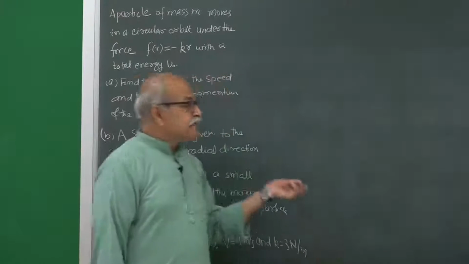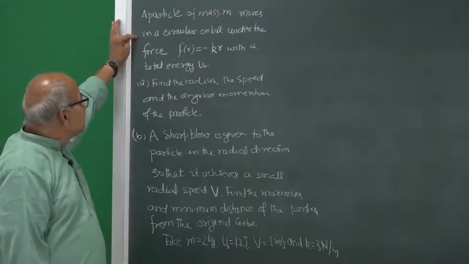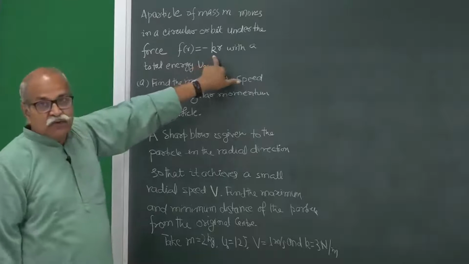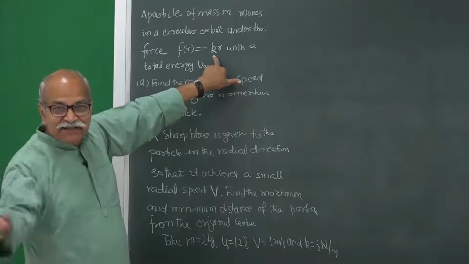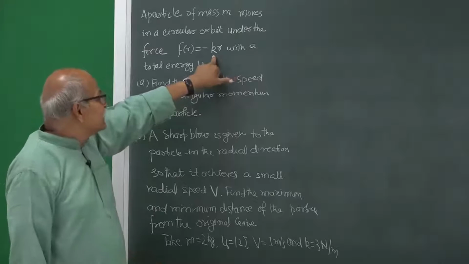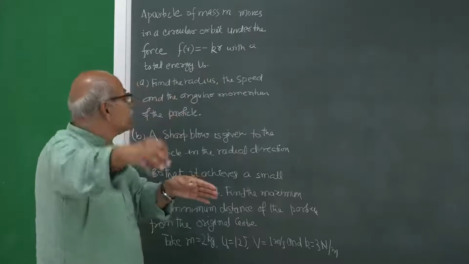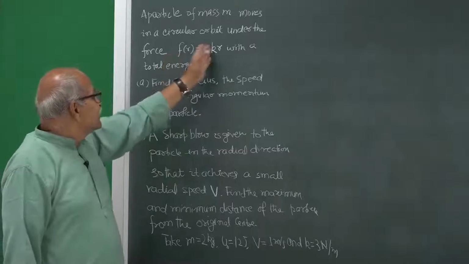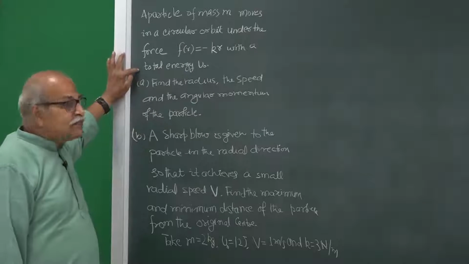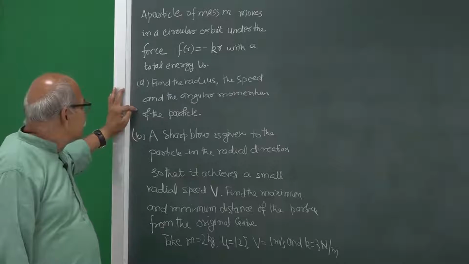So, this is our question. A particle of mass m moves in a circular orbit under the force F_r equal to minus Kr. You know what kind of force this is? You can have a spring attached to a mass and so on in that Kleppner book. That figure is given where a spring is attached with the mass, and this kind of force is applied with a total energy U naught. So, total energy U naught is given. Find the radius, the speed and the angular momentum of the particle.